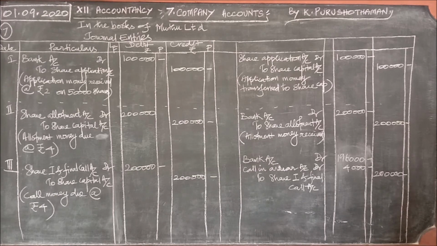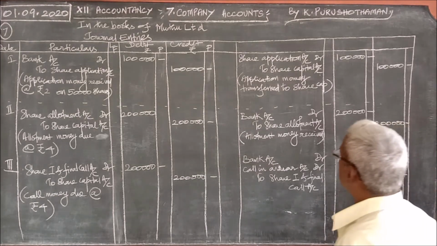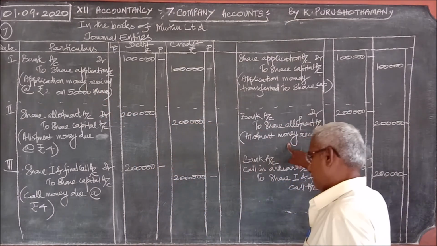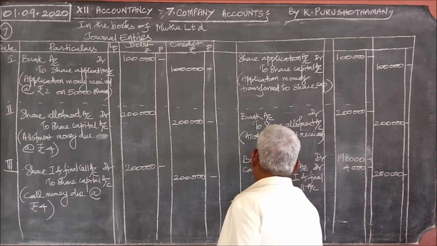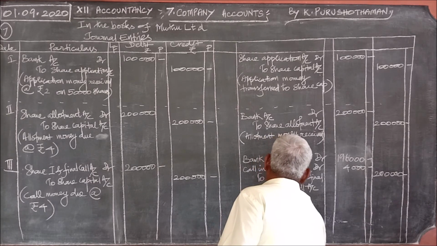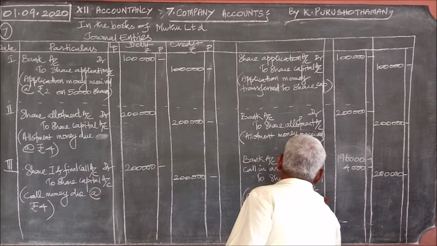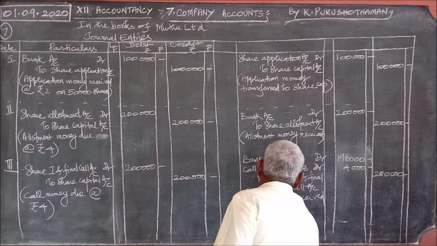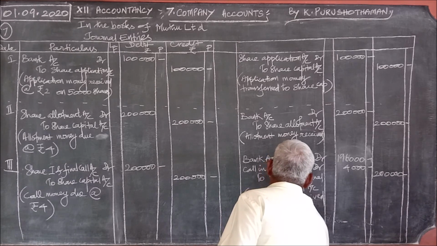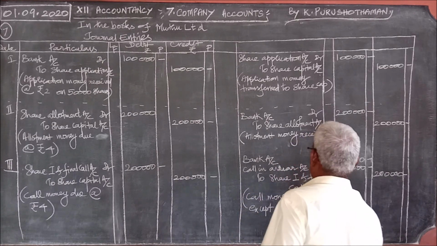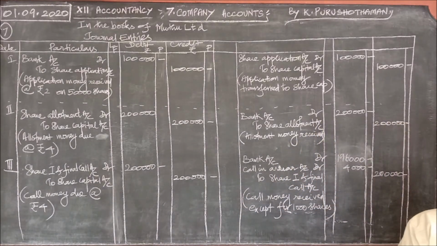So what should the narration be? Usually what will we write? Allotment money received, application money received, allotment money received. Likewise, here also, call money received, except for 1,000 shares. You should mention that. Once again, I repeat.